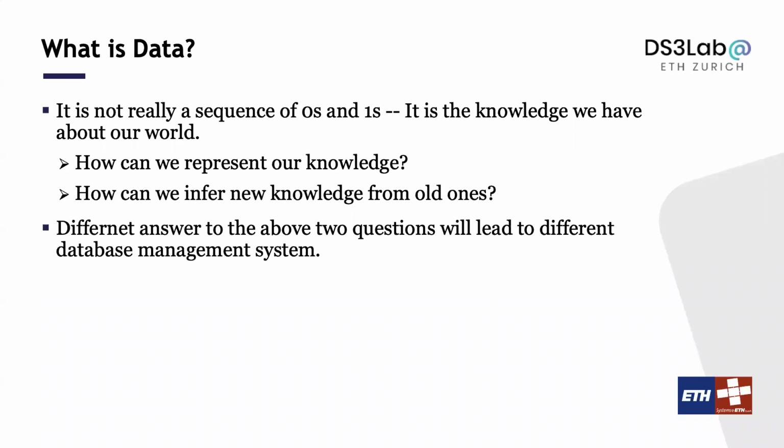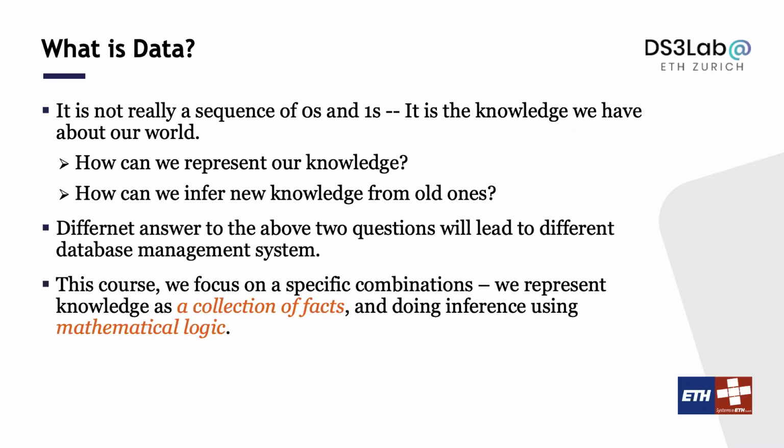For example, you could take a very statistical view, right? You can think about your knowledge as some sample from some distribution in the past, and you can treat the inference step of new knowledge as statistical inference. I find a correlation in my old knowledge, and I try to predict the future. If you take that view, that's going to give you a database system that is driven by machine learning or statistics. In this course, we are going to take a more traditional view.